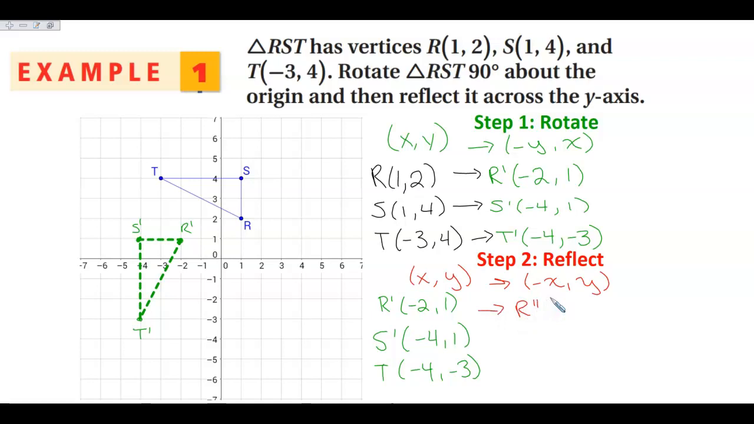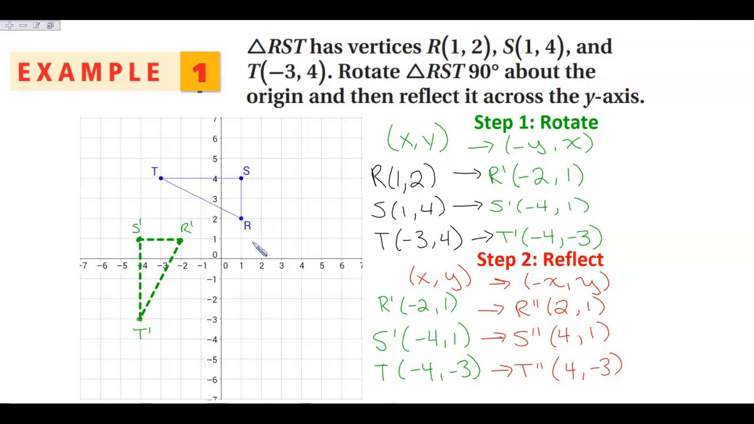Now we're going to start to see these double primes. Anytime we're rotating, reflecting, or translating, doing multiple transformations, we're going to add a prime. The first transformation gets the single prime. The second transformation gets the double prime. So I'm going to negate my x value. This is going to be 2, and then I leave y the same. My S double prime, I'm just going to change my x value to a 4, leave y alone. And then my T double prime is going to be 4, -3.